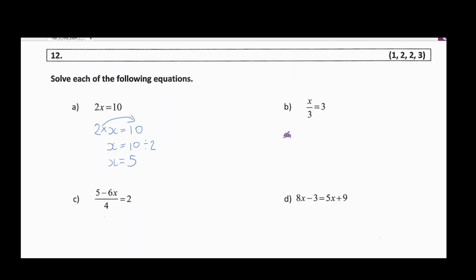This one, we're going to have x over 3, this is the same as x divided by 3 equals 3. So we change the side, change the sign, it's going to become times. x equals 3 times 3. x equals 9.